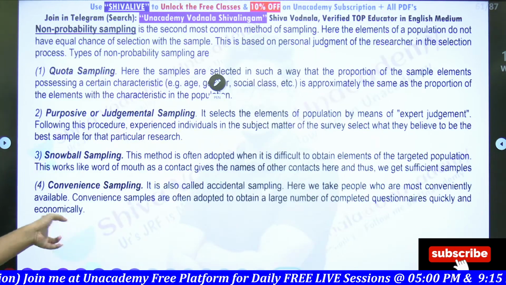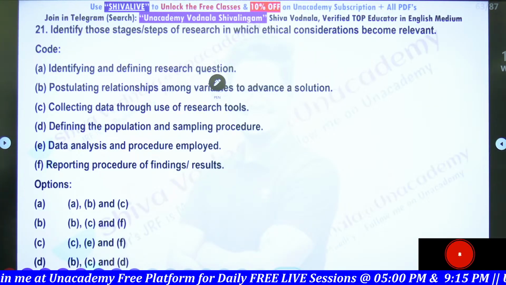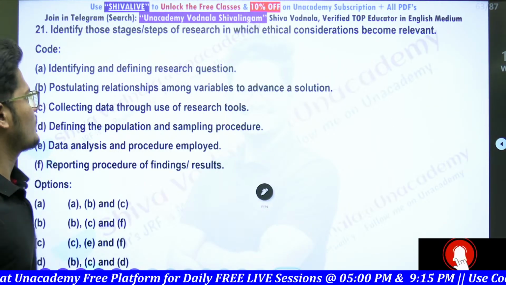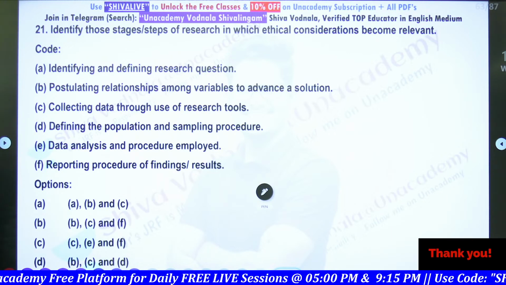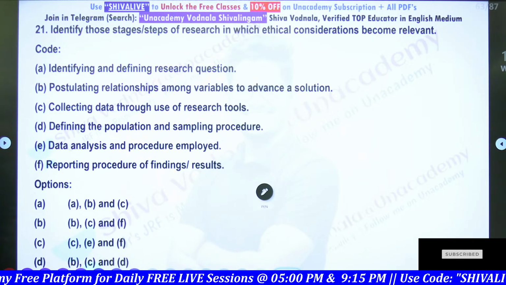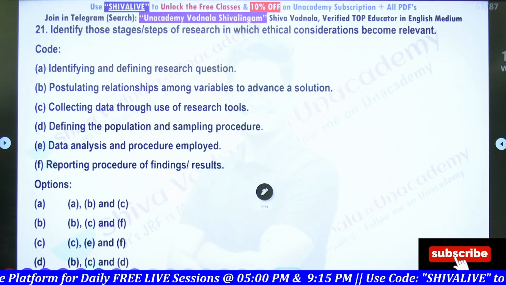Next, answer this question. Identify those stages or steps of a research in which ethical considerations become relevant.